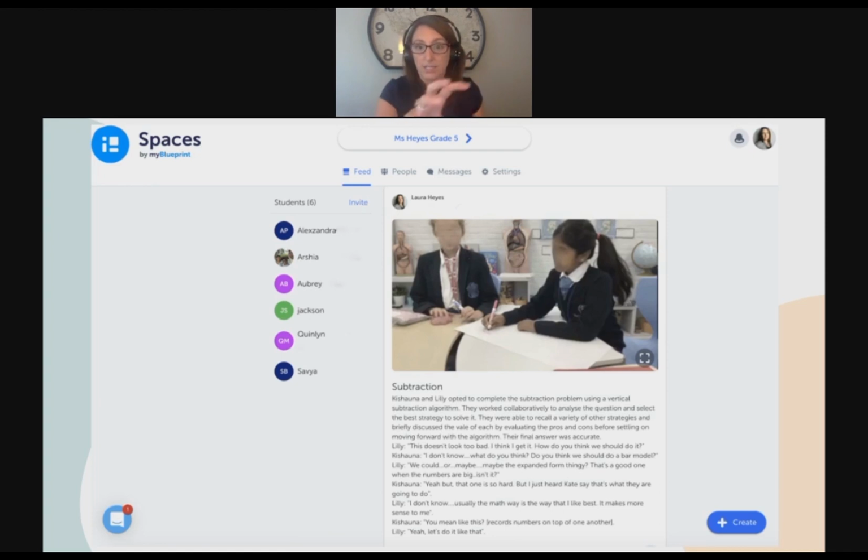So let's start here. This is my Spaces, and I'm showing you simply how on my Spaces and any digital portfolio, you can add an image and text. Here I've got my image of my two girls working on a project. It's hard to see, I know, but my analysis is there, and I have a transcription of the conversation that happened.